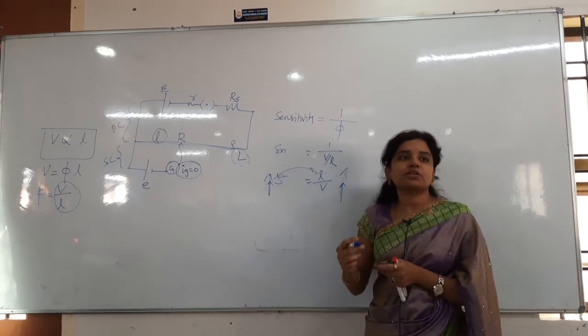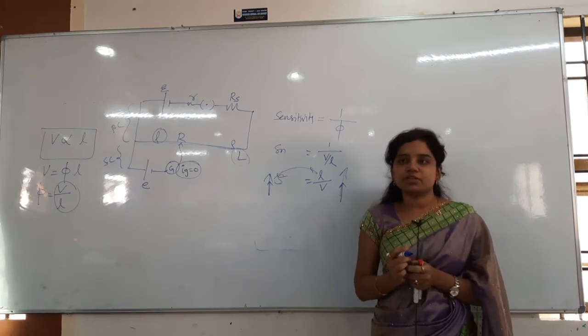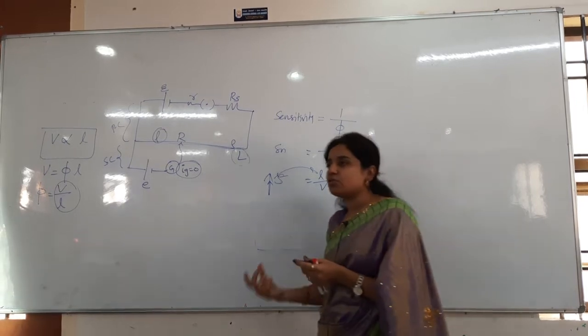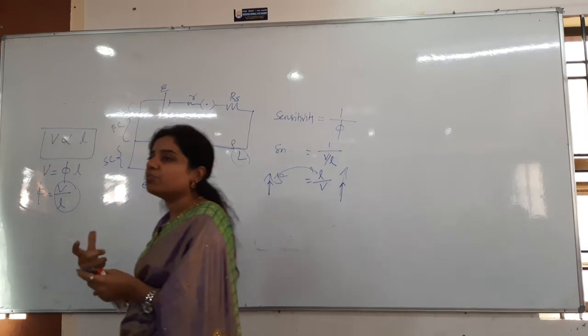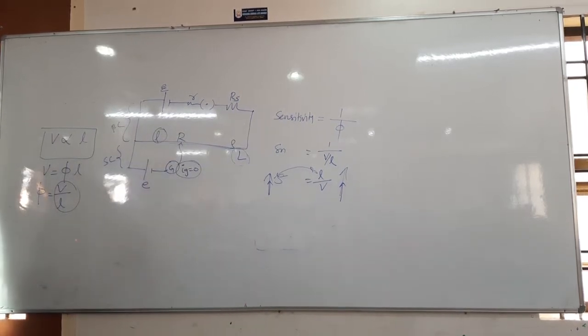So only the potentiometer wire will have more length as compared to the meter bridge wire. Clear? So if I increase more length of the wire, at that time it will give more accurate value. Clear? That is about the potentiometer. First of all write that potentiometer.